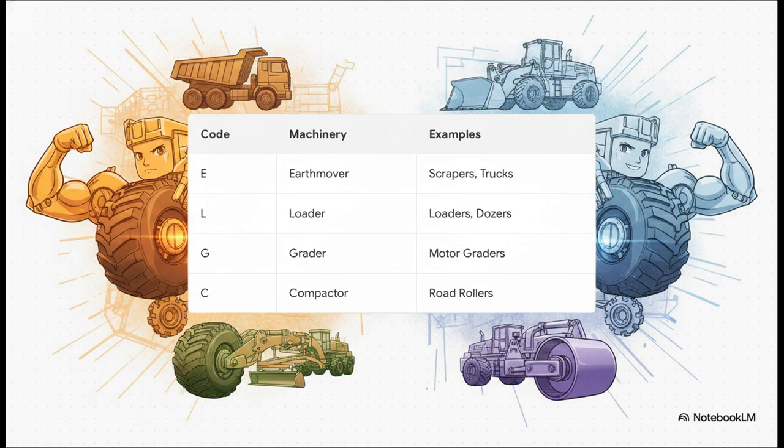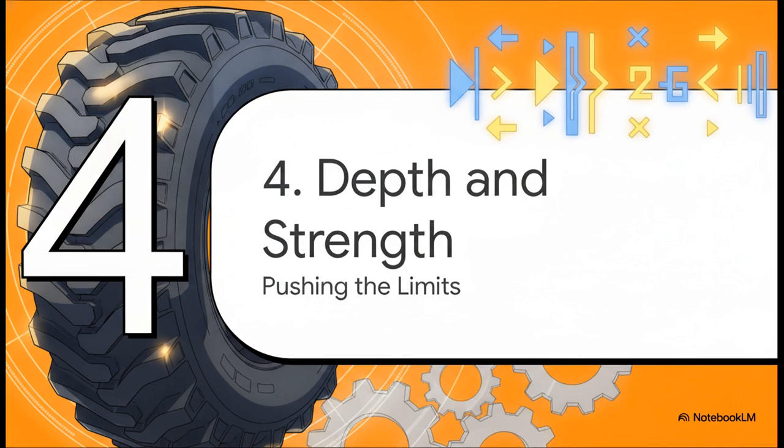Now here is where operators make some incredibly costly mistakes. If you take an Earthmover tire and put it on a loader, or vice versa, you are practically guaranteeing premature tire failure. It's a disaster waiting to happen. These machines distribute weight and stress in completely different ways, and their tires are highly engineered to match those very specific applications. Moving right along to Section 4, tread depth and strength, pushing the limits.